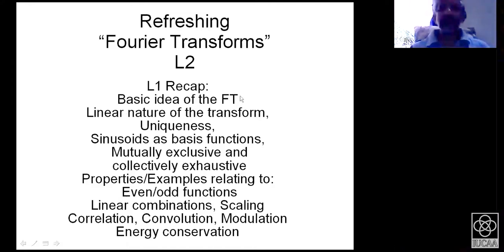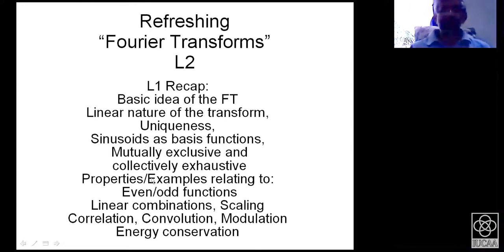So we looked at the basic idea of the Fourier transforms, underlined or emphasized its linear nature, its uniqueness, and this is possible due to the basis functions which are mutually exclusive and collectively exhaustive, which in this particular case of Fourier transforms, the basis functions are sinusoids.